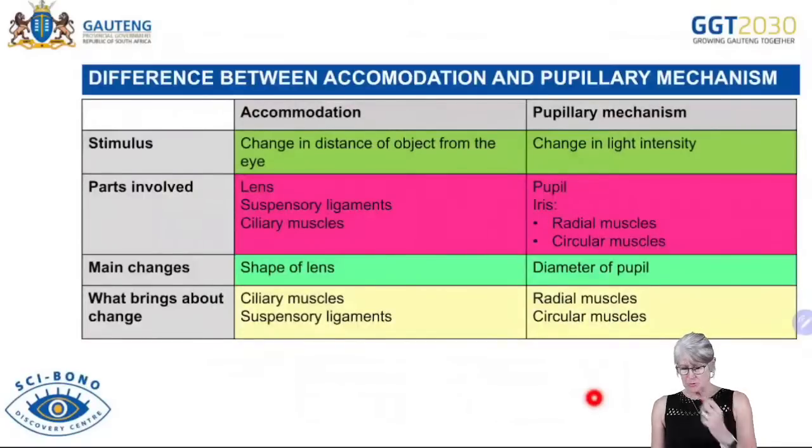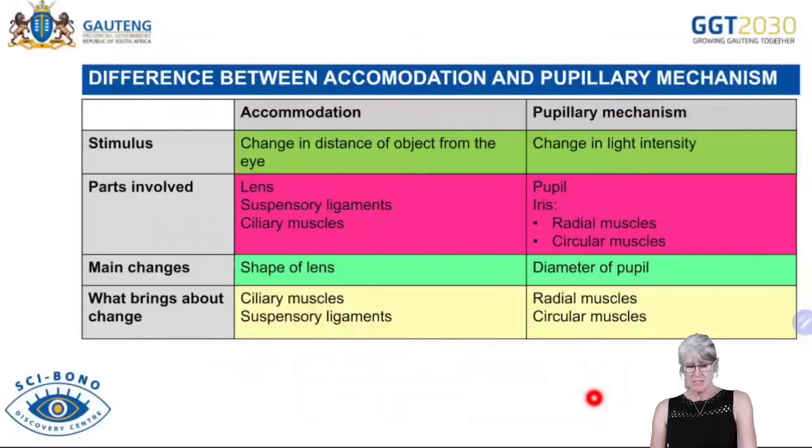Now the differences between accommodation and pupillary mechanism. In accommodation, the stimulus is a change in the distance of the object, whether it's further away or closer up, whereas in pupillary mechanism, it's the amount of light, so the light intensity changes. The parts involved in accommodation are the lens, the suspensory ligaments, and the ciliary muscle. Whereas in pupillary mechanism, it's the pupil and the iris, and specifically the radial muscle and the circular muscle that bring about the changes.